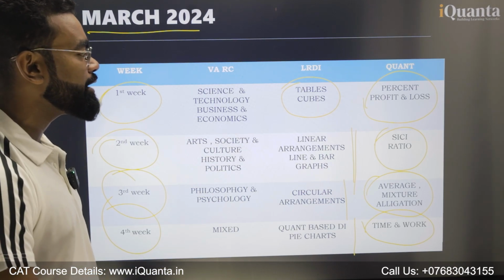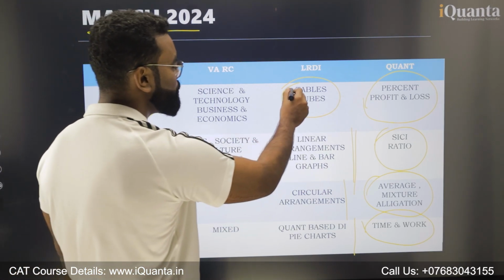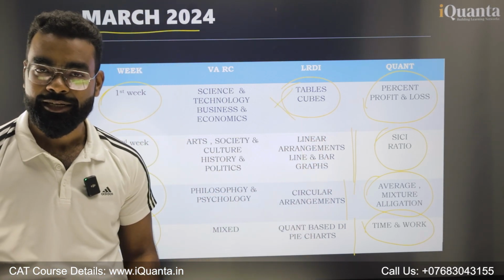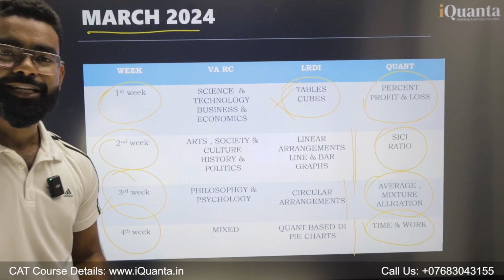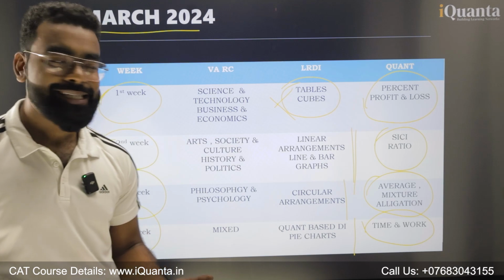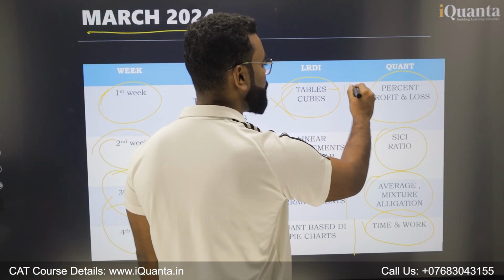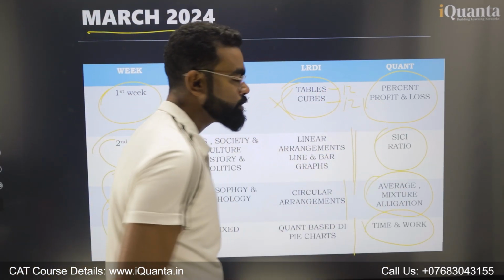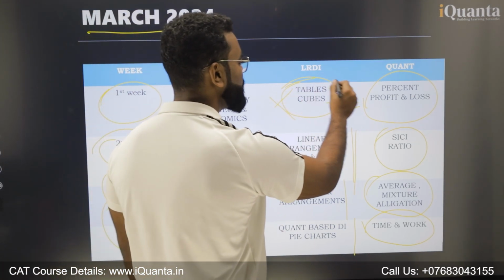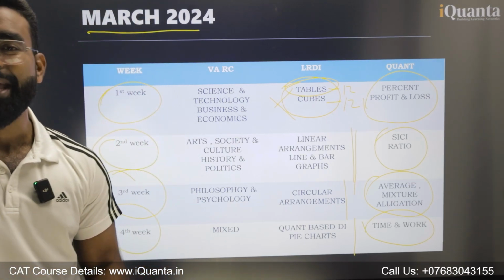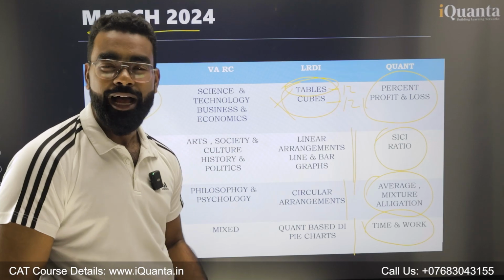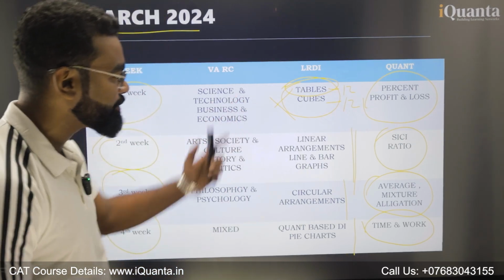My idea is that in the first weeks you should be solving tables and cubes questions. Let's say 3 days solve tables questions, 3 days solve cubes questions. I've told you that in 1 day you need to solve 4 LRDI sets, so in a week you can do 12 sets. 12 sets is good enough to have a base, an understanding, and a grasp on this particular section. That's why I've given you 12.